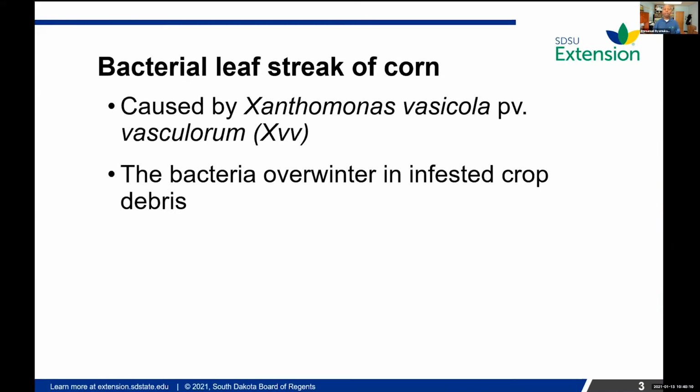As I mentioned, bacterial leaf streak is caused by a bacterial pathogen. The name of the bacteria is Xanthomonas vasicola pv. vasculorum. We shorten it to XVV. This bacteria has been shown to survive on crop residue, because some volunteer corn has been found with this disease. So definitely it can survive on crop residue. There have been some studies done to see if it can be transmitted by seed, but we haven't really confirmed that the bacteria can survive on seed and then cause disease.